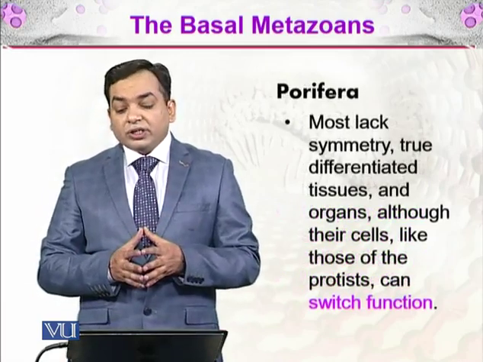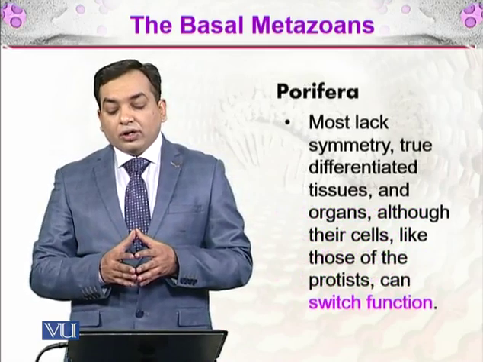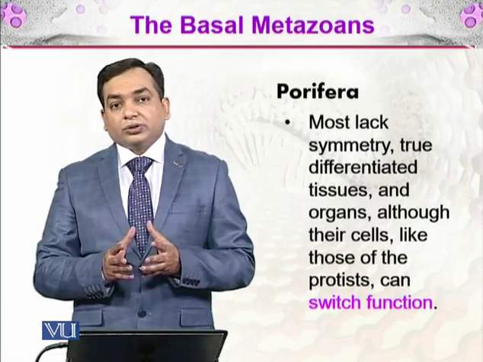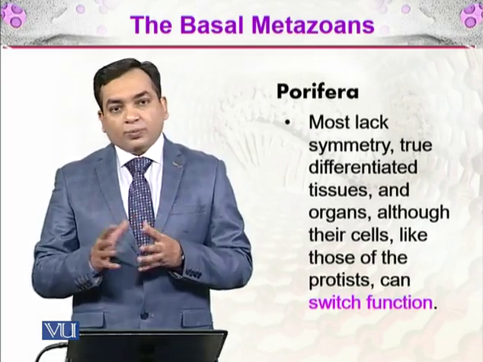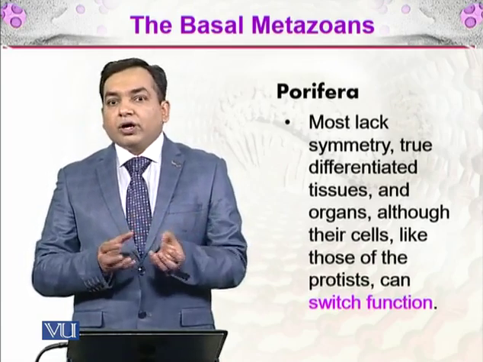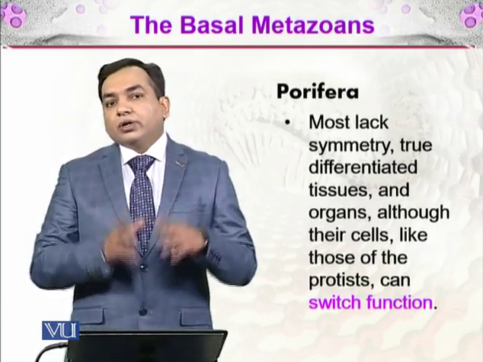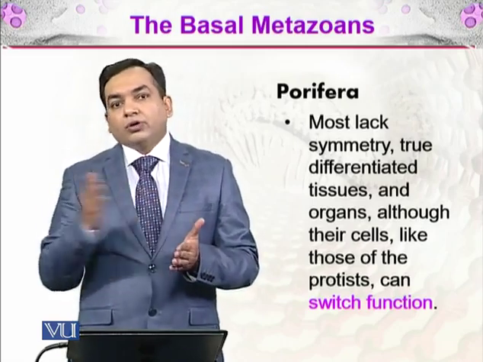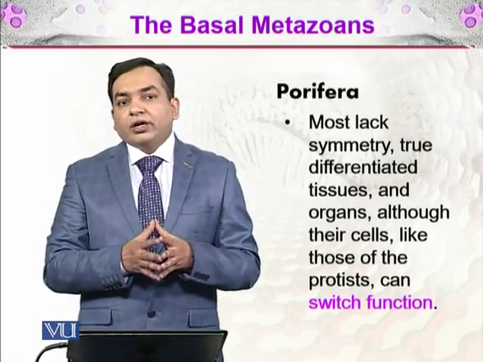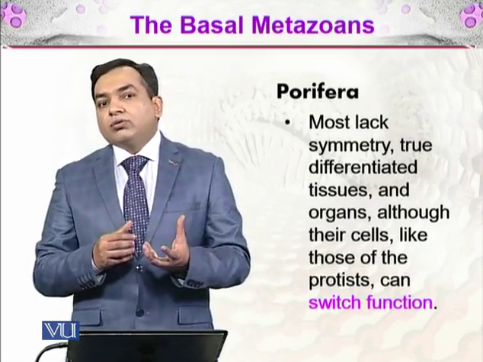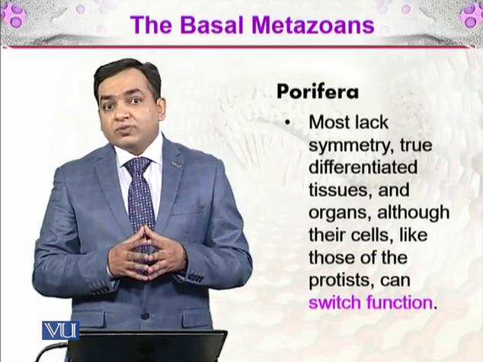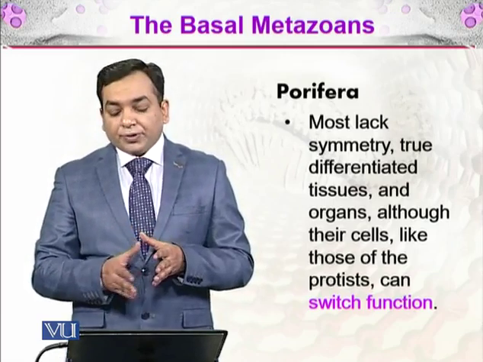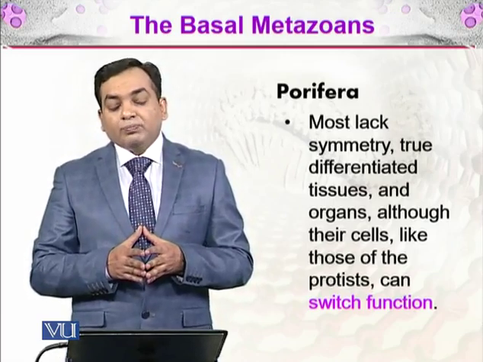The poriferans mostly lack symmetry and true differentiated structures. That means there is no symmetry there. One porifera grows just like a plant. Is there any symmetry in a plant? Of course there is not. The branch may be coming from here to here, or in any random plant you take, there might not be any symmetry, except maybe some palms. In an oak you cannot see any symmetry. The same is the case with the poriferans.